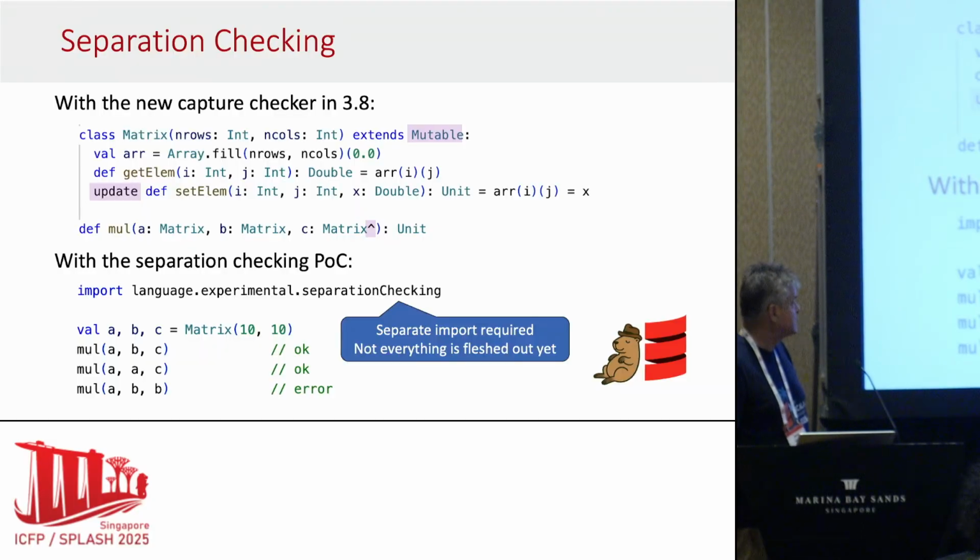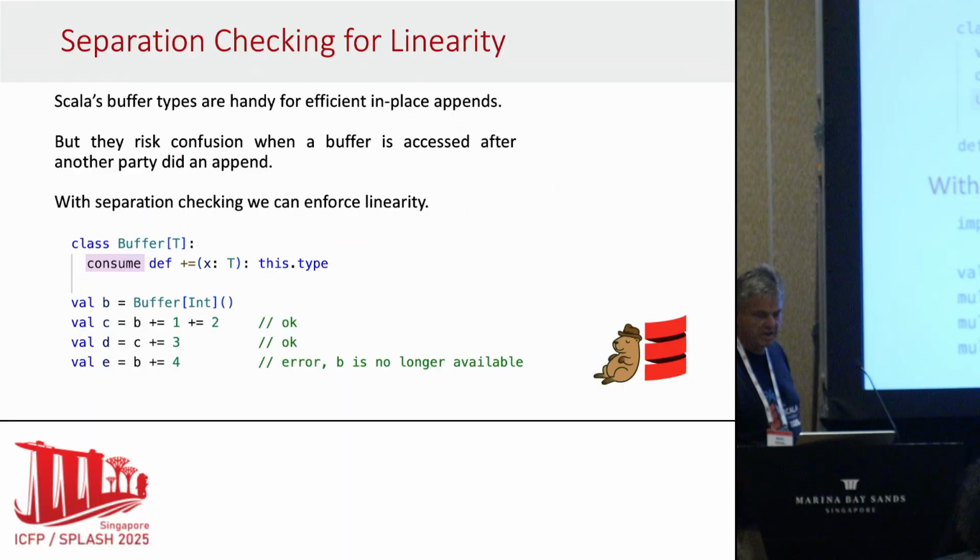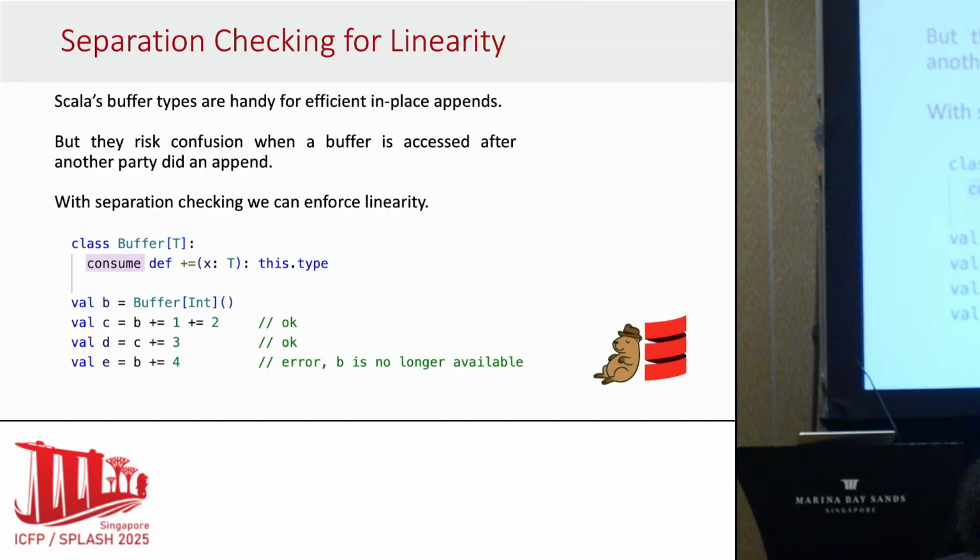And that requires currently a separate language import for separation checking, because that's work in progress and not everything is checked out yet. And what we also have is we can do that for linearity. So Scala has these buffers, and buffers have this plus equals method. And plus equals is sort of like concatenation, but it's imperative. And we want to protect ourselves better against side effects of these things.